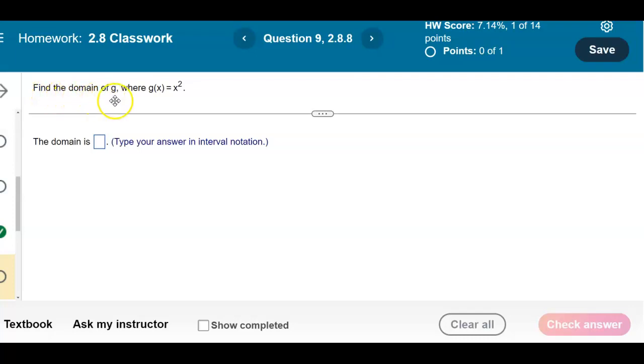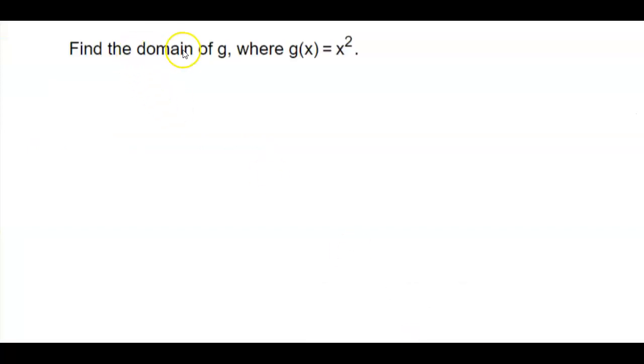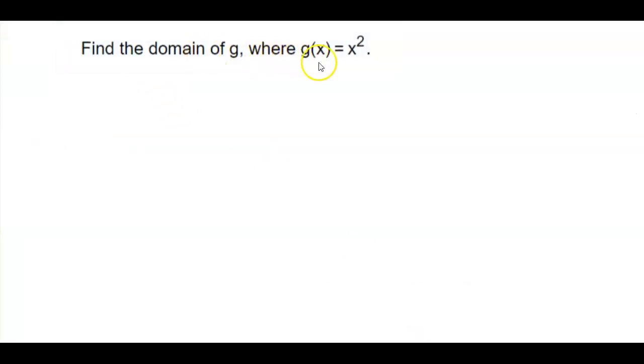Here we want to find the domain of g, where g of x is equal to x squared. Okay, so we want to find the domain of this function where g of x is equal to x squared. So one way of looking at this is the following, okay? What are the values that you can plug in for x?